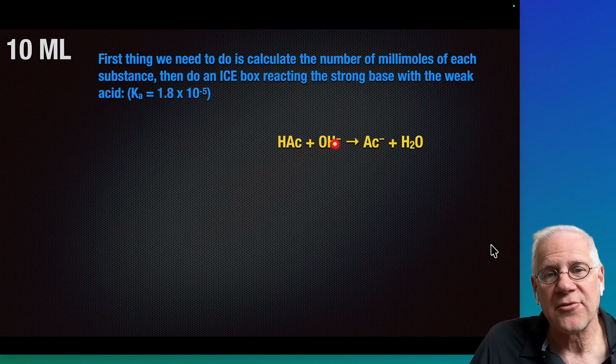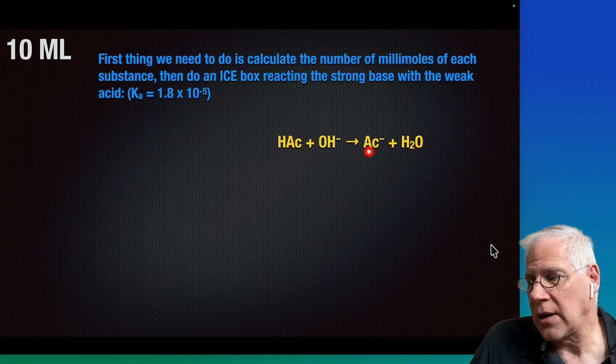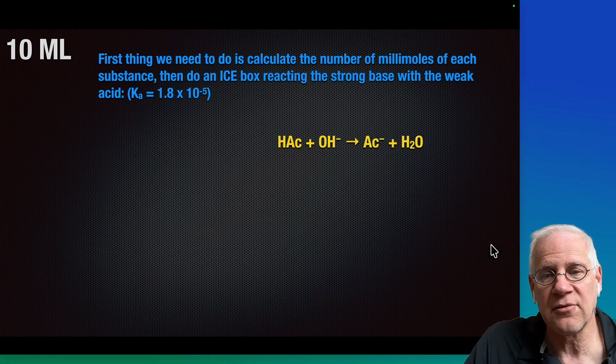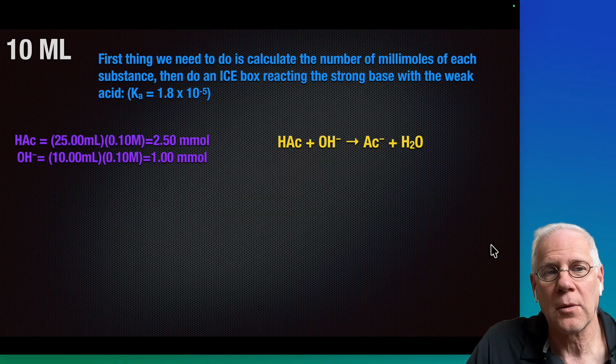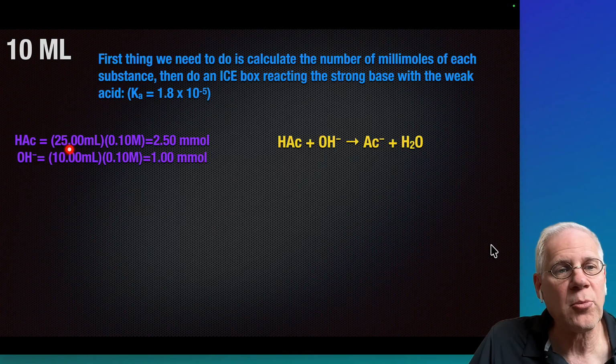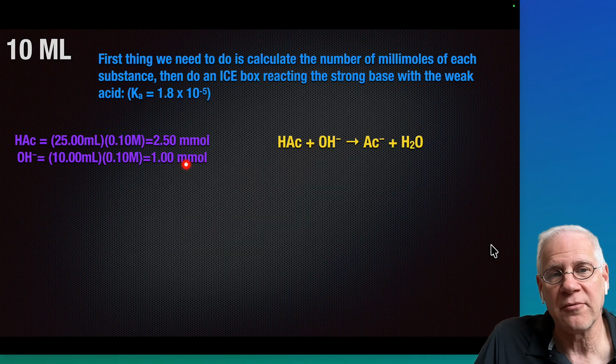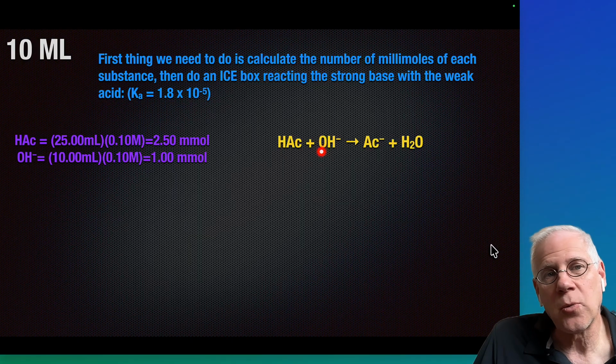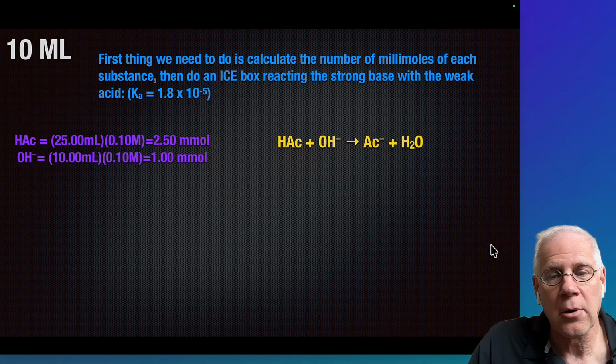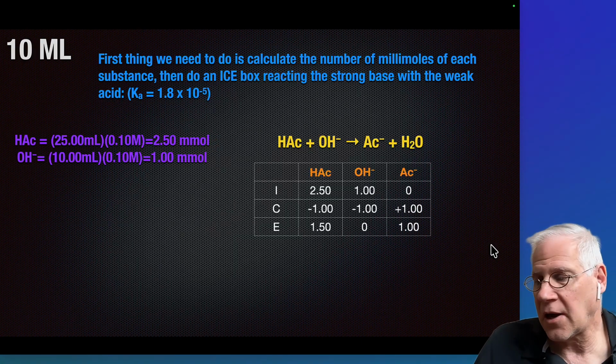So when we add some strong base to the weak acid, acetic acid, in the flask, it's going to react. That strong base is going to pull the H off that weak acid. It's going to give us H2O and leave us with a little bit of acetate still in that solution. If we look at the number of millimoles of each, we have 2.5 millimoles of our acid. We've added 10 milliliters of 0.1 M base, so we've only got 1 millimole of that. Because it is a 1-to-1 reaction, the 1 millimole of our strong base is only going to be able to neutralize 1 millimole of our weak acid. So we set up the ICE box like that.